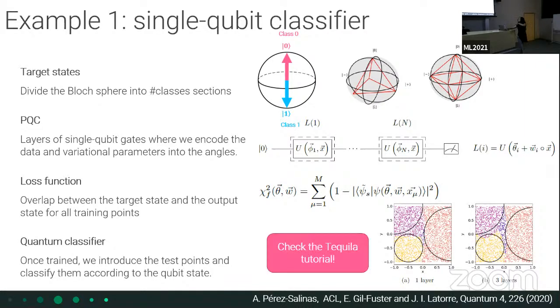It's much clearer, I think, in the tutorial that you can check in my GitHub repo. But in the end, the idea is that you have some label and you are trying to optimize a loss function, which is a superposition of different training points.